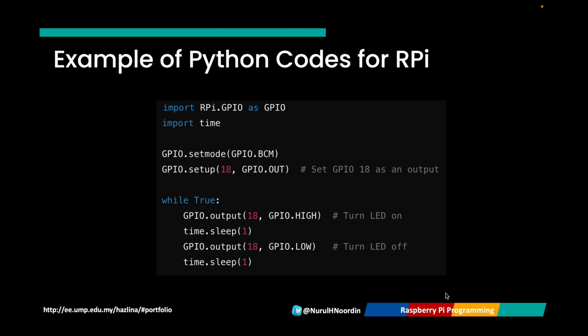We then enter a continuous loop. What is being shown here is that we will turn the LED on GPIO 18 to high. We will wait for 1 second using the time.sleep function, and turn off the LED by setting GPIO 18 to low. We wait for another 1 second before repeating the instructions.